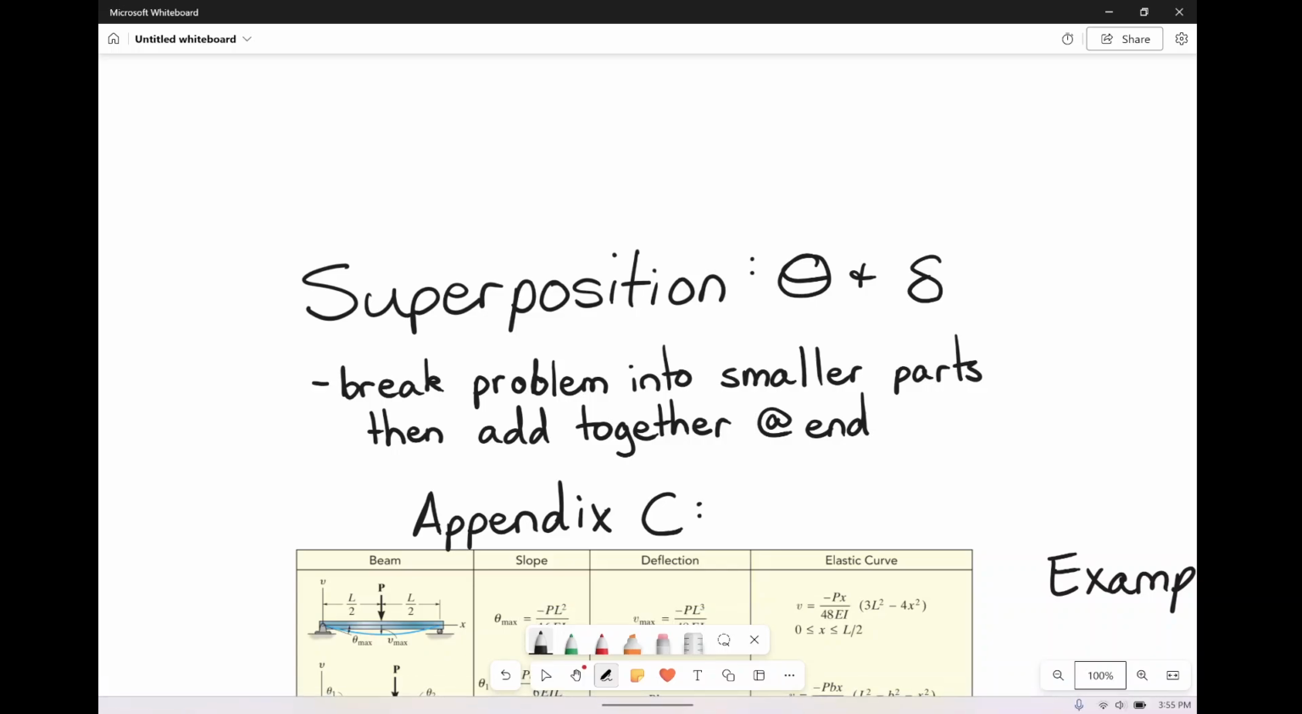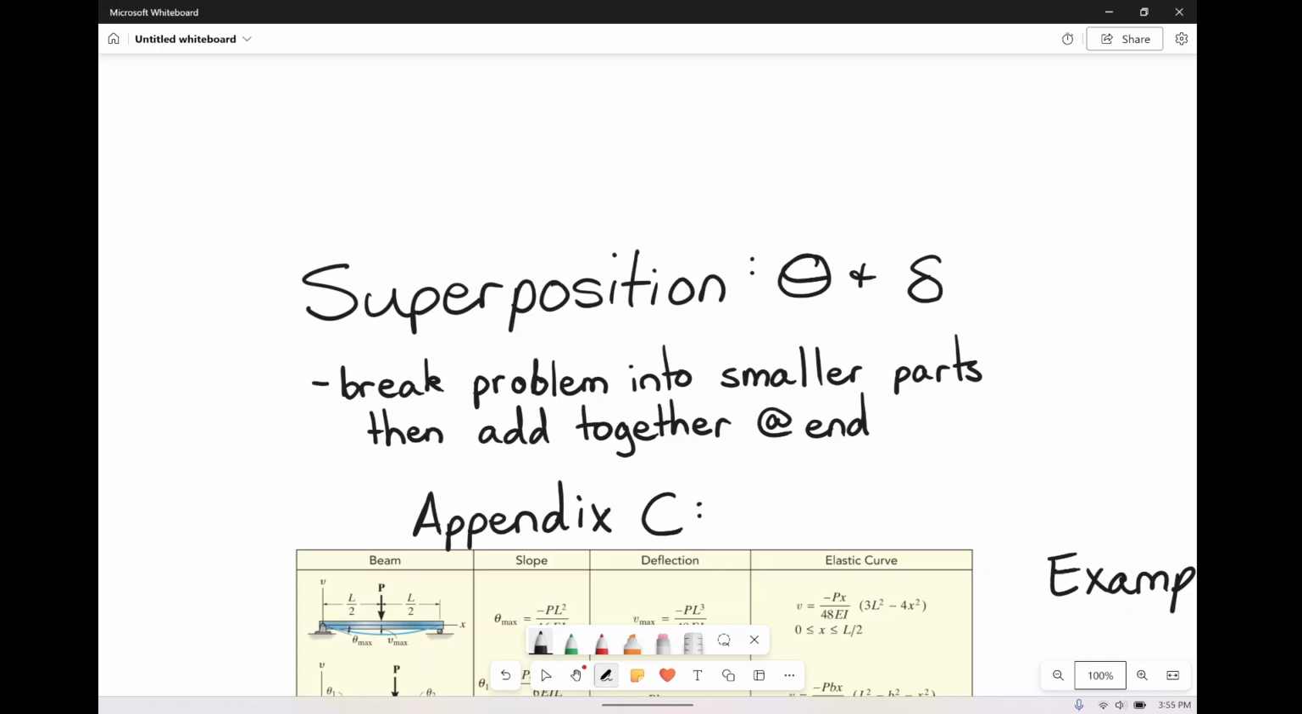This video is going to cover superposition for slope and deflection. I absolutely love superposition. It is my favorite topic in all of solids, and we've actually been using it before in other topics that we've done. And superposition is when you break a problem into a lot of smaller components and then add them together at the end.